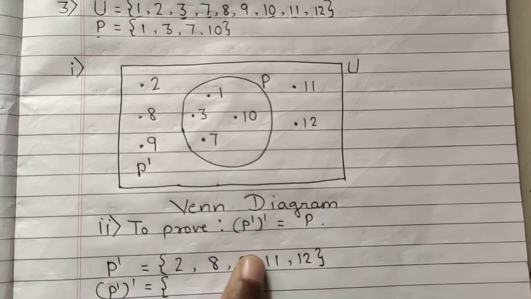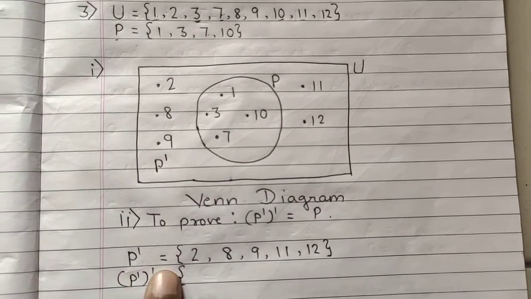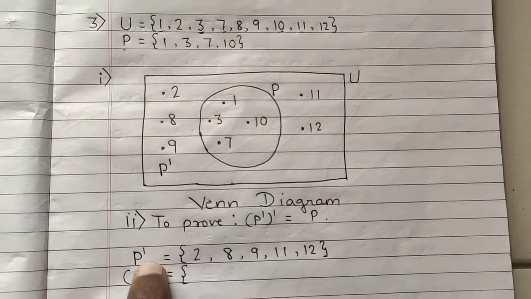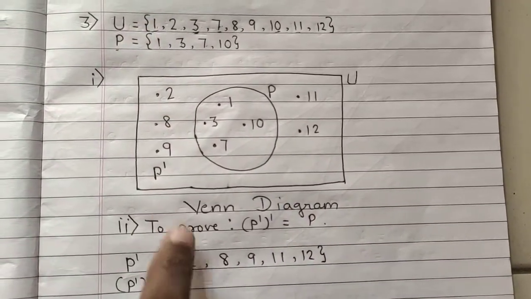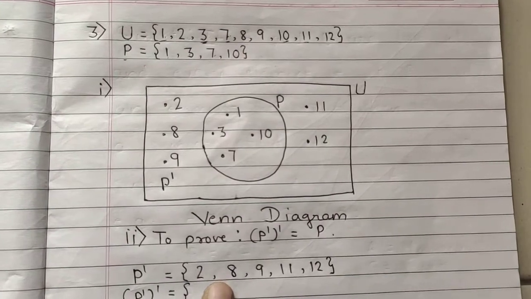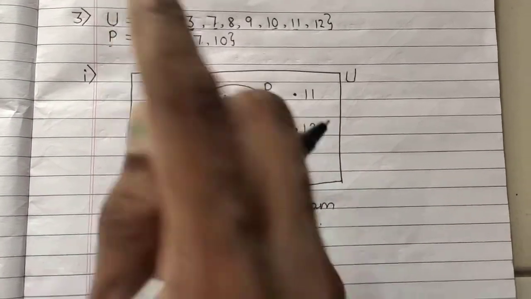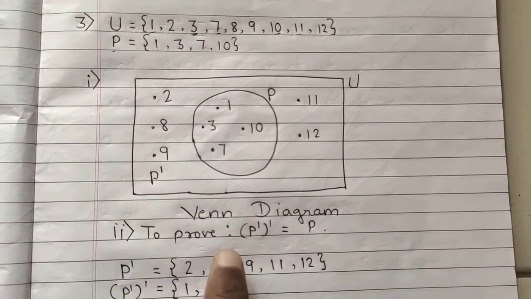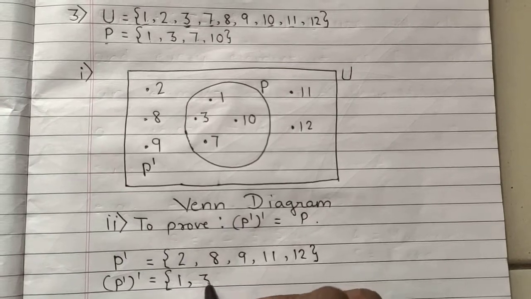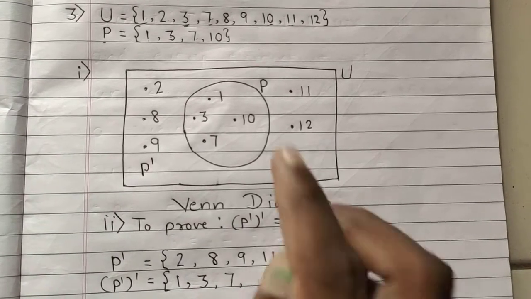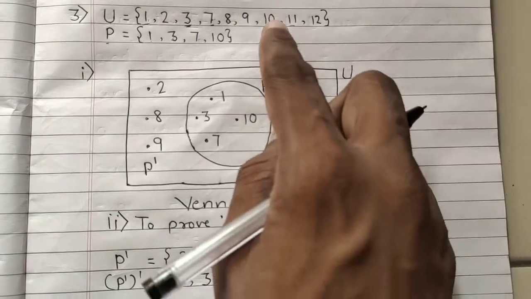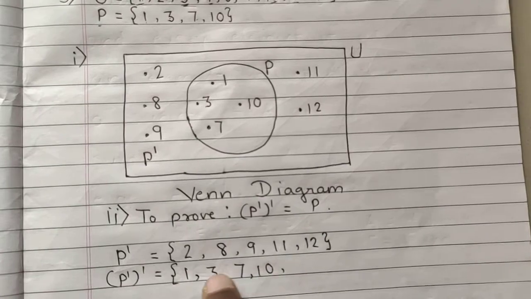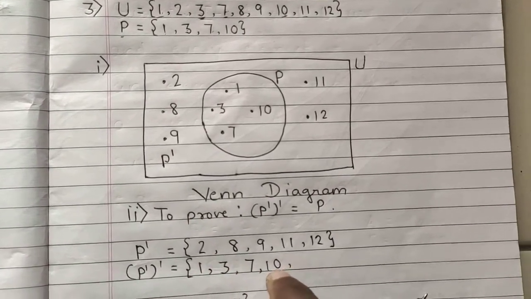Okay, so we got P dash. Now we want dash of P dash. So we want dash of this P dash. So compare this P dash with U. Okay, let us compare. See, here 2 is there, here 1, 2 is there, so 1 is extra, so you will write 1. 2 is already there, 3 is not here, so 3 we will write. 7 is also not here, 8, 9 already written, 10 is not written, so we will write 10 here, 11, 12 already is there. So you got 1, 3, 7 and 10 only.